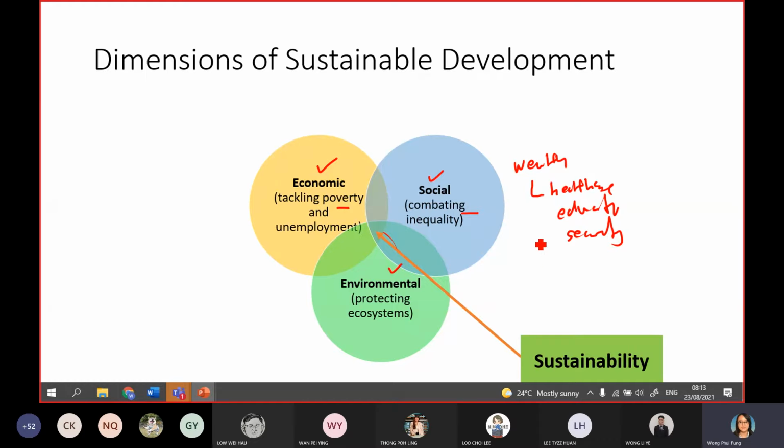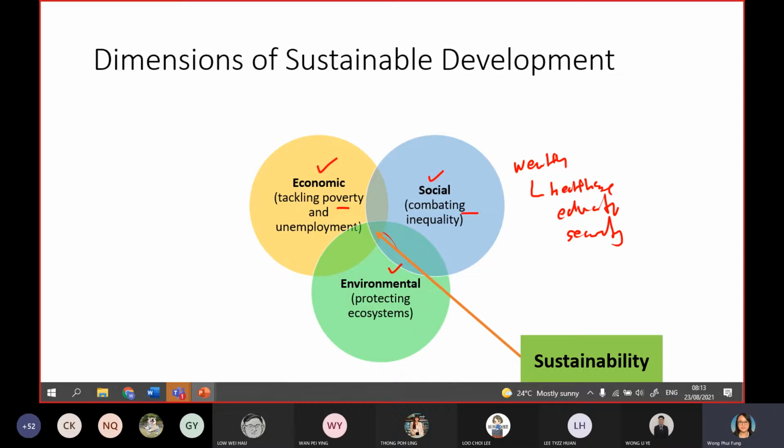So it's actually to ensure equality among all the social classes, all the genders, in order to improve the quality of life and also the social living. So the social part is very, very important also. All right. So as a conclusion, sustainability should actually integrate all these three together. Then only we classify them as a sustainable development.